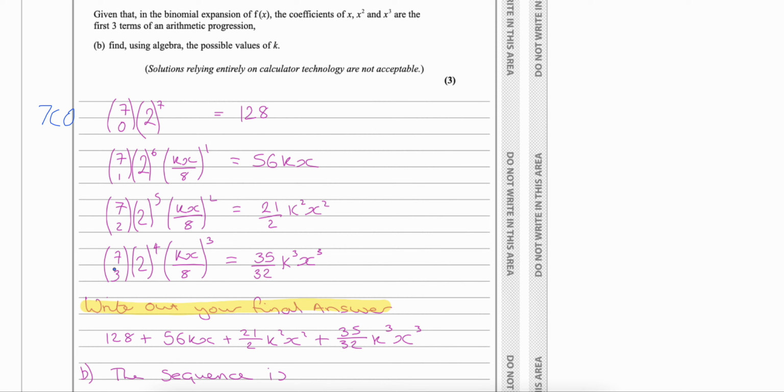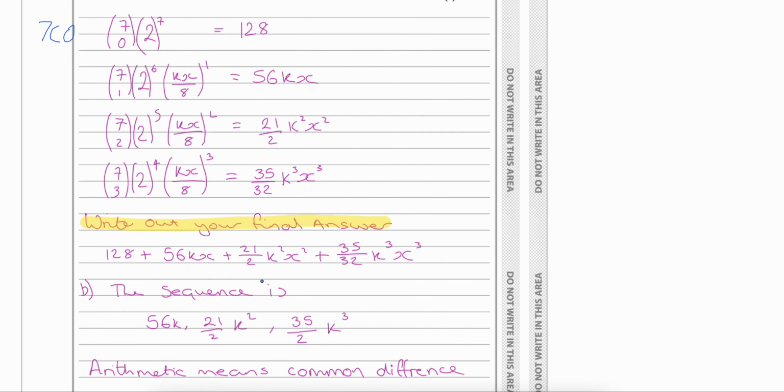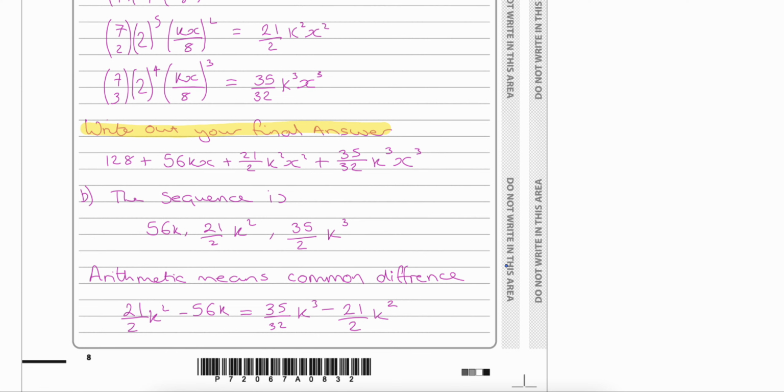7C1 times 2 to the 6, and then divide by 8. 7C2 times 2 to the 5, and then divide by 8 squared. 7C3 times 2 to the 4 and divide by 8 cubed. Find out the exact values, the fractions, coefficients, you write out your answer. These are the first four terms of the expansion.